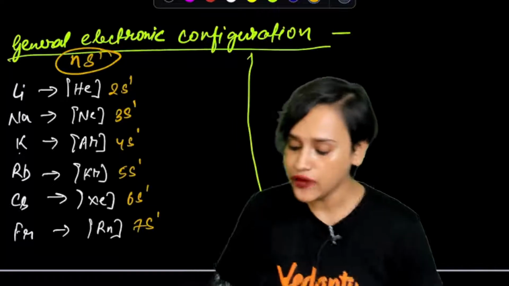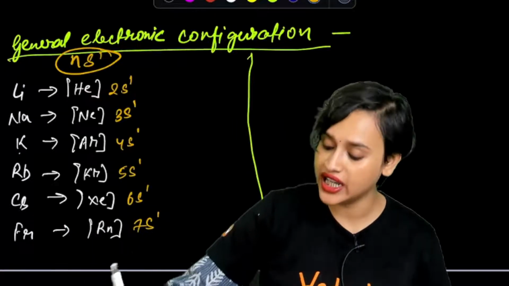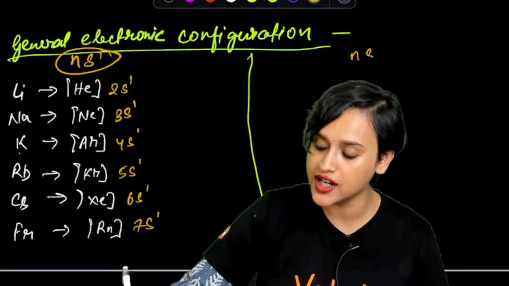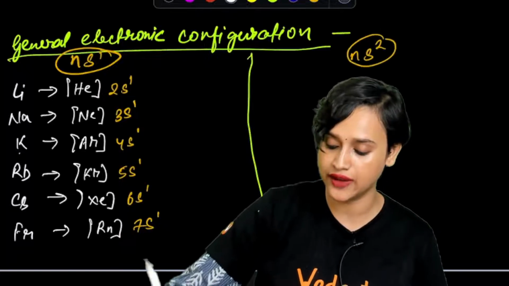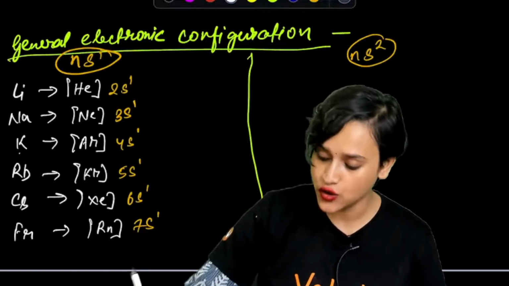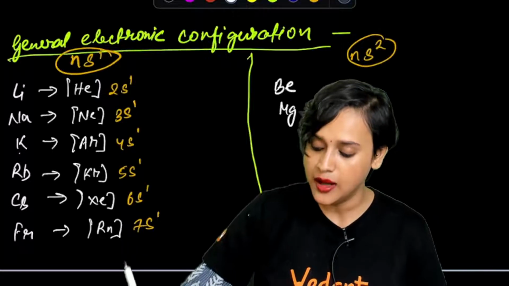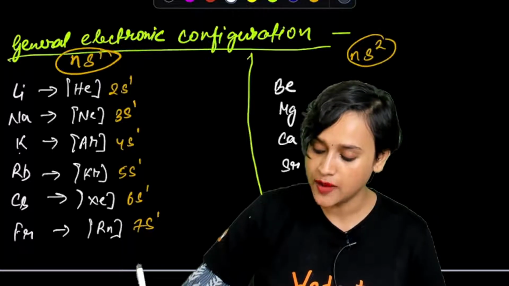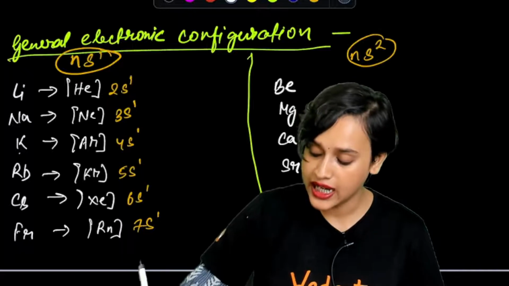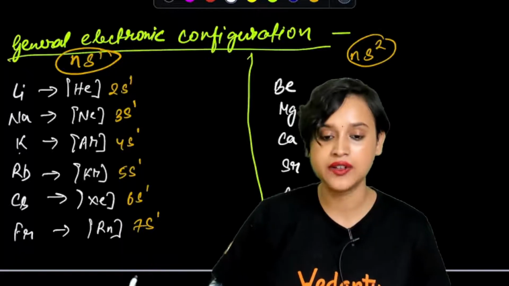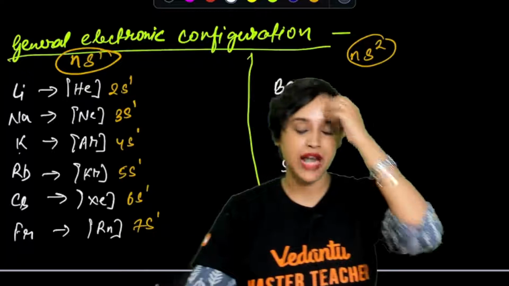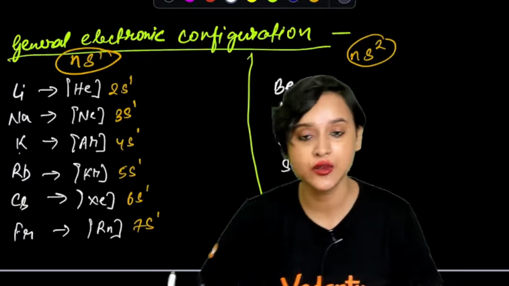Cool. Now, moving on to the group 2 elements. In group 2, we have the general electronic configuration as ns2, everybody. Here you have all the elements, that is beryllium, magnesium, calcium, strontium, barium, and radium, right? And radium is also a radioactive element.